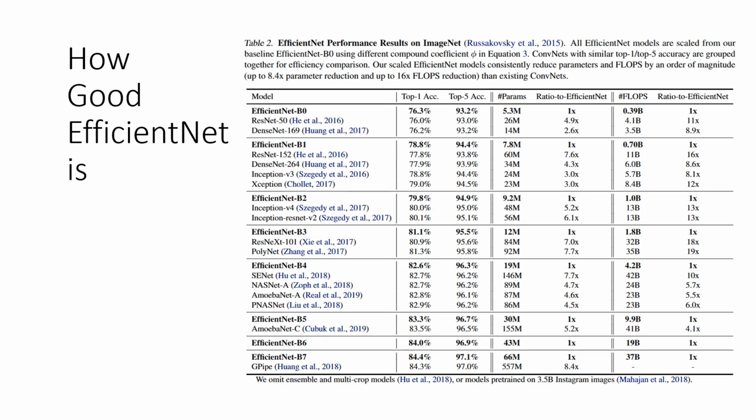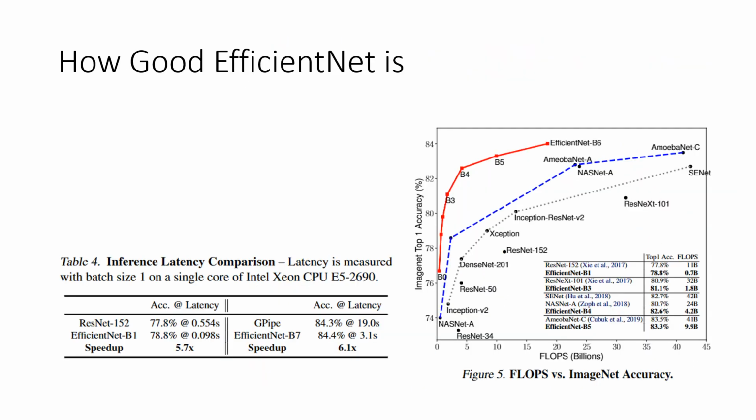How good is EfficientNet? It is state of the art on ImageNet. And also the parameter count is greatly reduced. Look at this: it's 60 million and then reduced to 7.8 million. And the FLOPs, the time complexity, are also quite small. And yeah, it's state of the art compared to other networks.